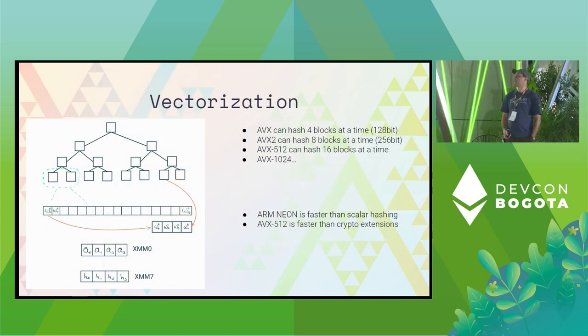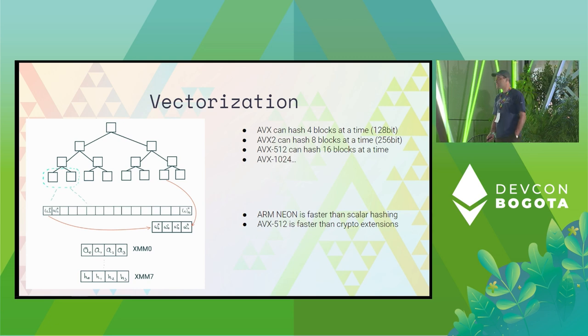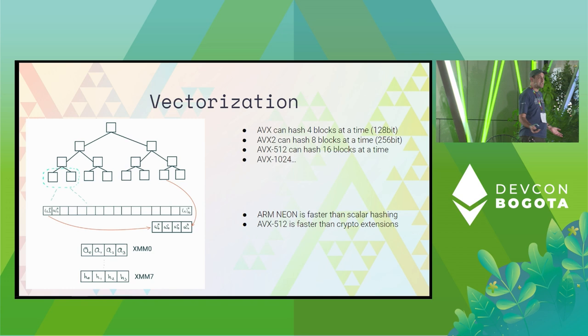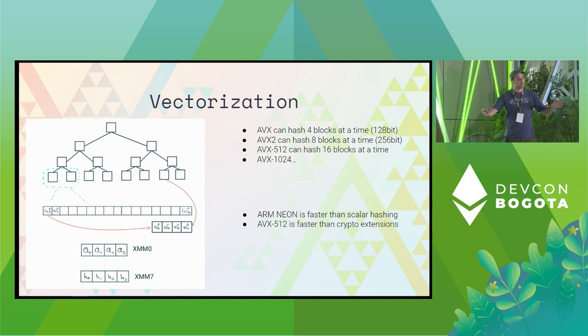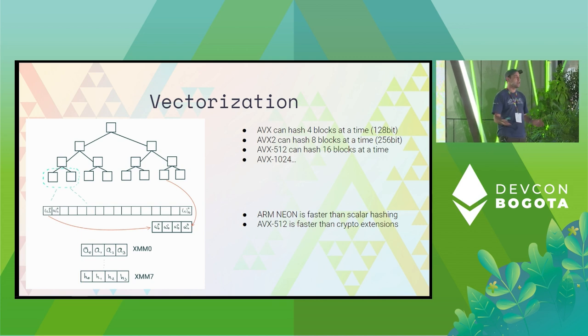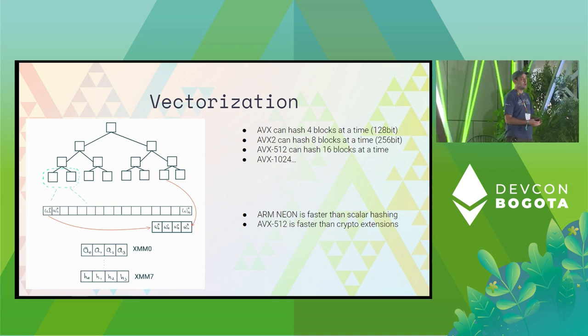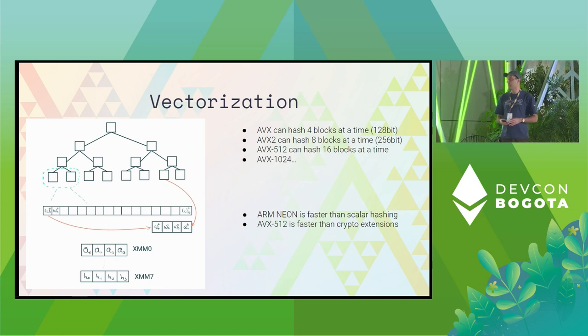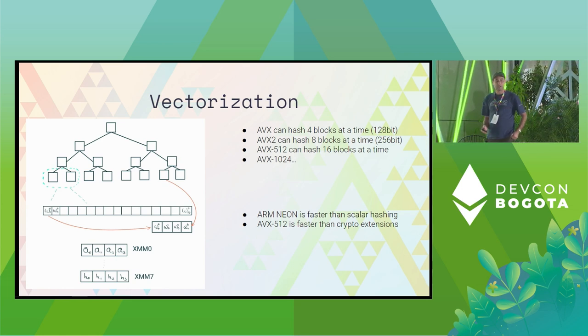The second one is vectorization itself. And vectorization is also something that is implemented already. If you have several messages that you need to hash at the same time, there are libraries to do this. Intel has a very good library. And all I need is just change the signature of that library. But the point is that you can be hashing several buffers at the same time.